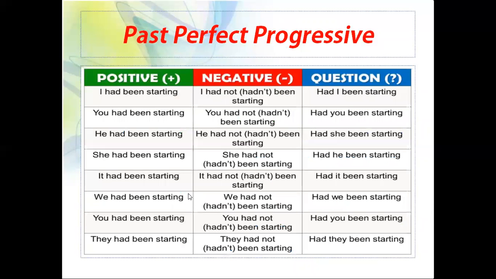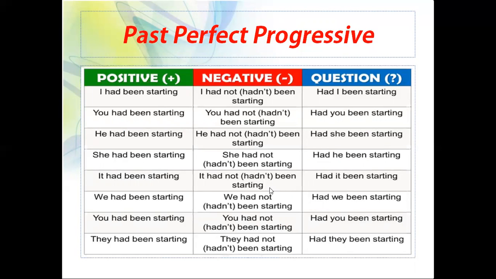Next, we can see the sentences. Positive: I had been starting. Negative: I had not been starting. Question: had I been starting? You had been starting. You had not been starting. Had you been starting? He had been starting. He had not been starting. Had he been starting? She had been starting. She had not been starting. Had she been starting? It had been starting.